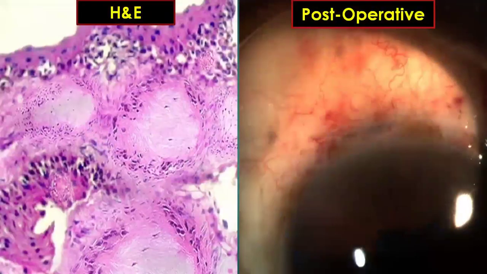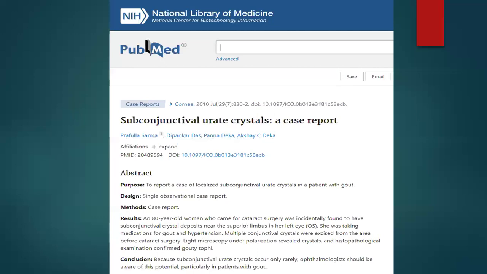Now, this is a very interesting case of an elderly woman with cataract surgery. Dr. Prafulla Sharma sent the case to the clinic and showed me what those were. I advised him to take a biopsy along with the cataract surgery, and it showed a urate crystal. The patient was later found to have gout, and we saw this in an H&E section with a polarizer. Post-operatively there was a significant improvement in vision from the cataract surgery, and there's no lesion here. We published subconjunctival urate crystal in the Journal of Cornea.